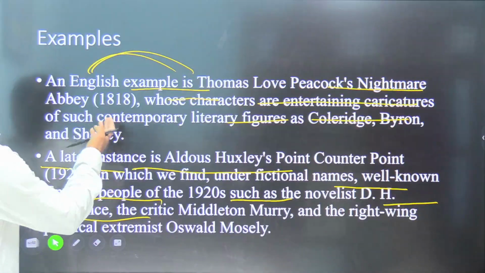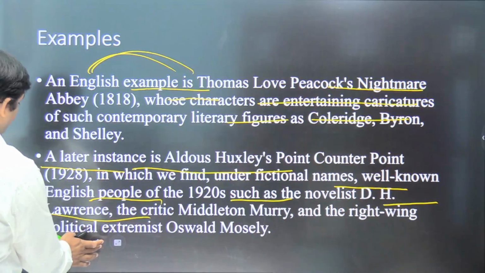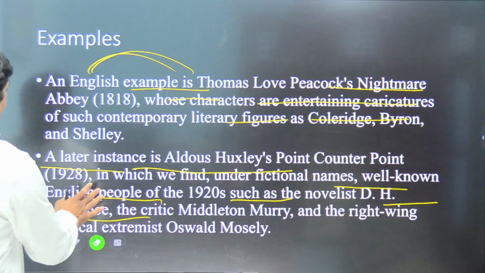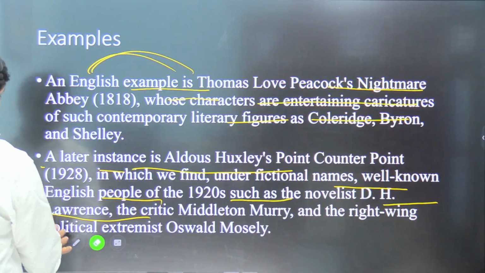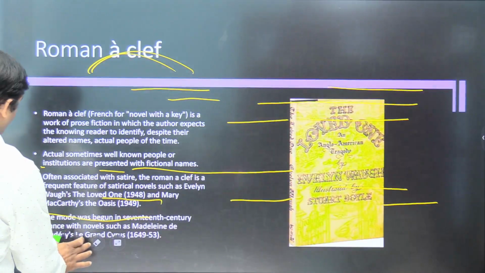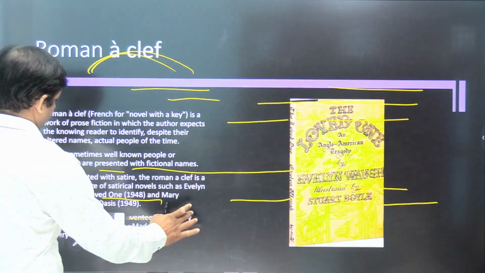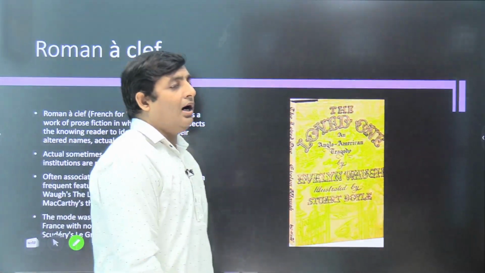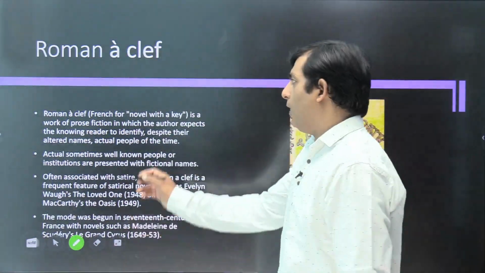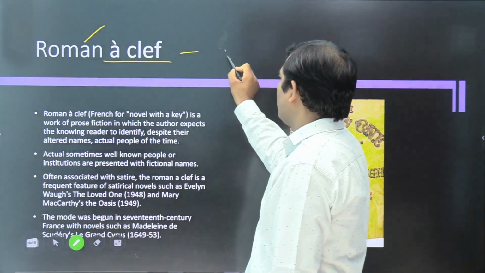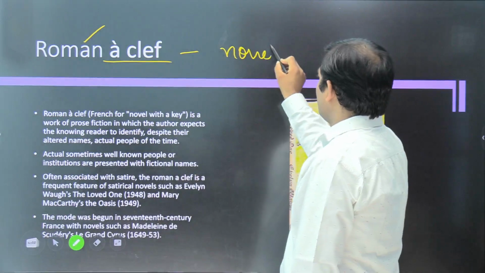These are the examples of the novels. Novel with the key. Roman à clef. Roman means novel. It is a French term. Roman à clef, French for novel with a key.